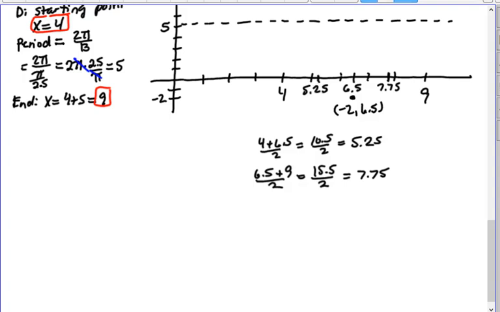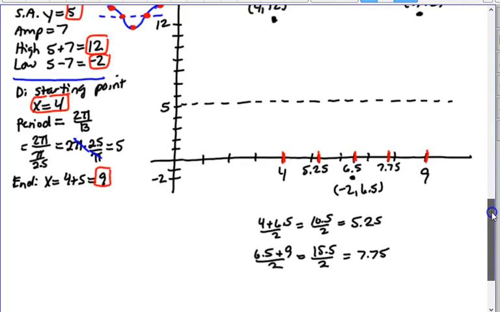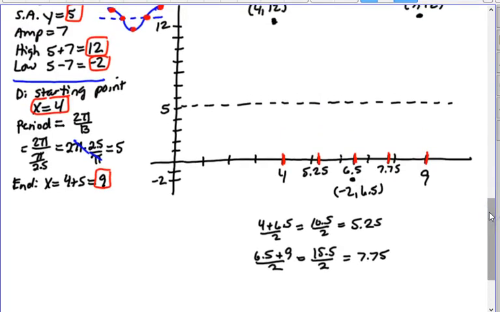So my key points on the x-axis, I'm just going to mark them in red, are these points, and they have to be evenly spaced. Sometimes you're going to end up with decimal numbers to get those exactly in between points. So this is the point here, (5.25, 5), and this is the point (7.75, 5).